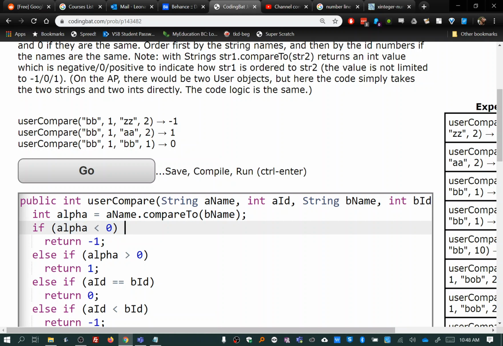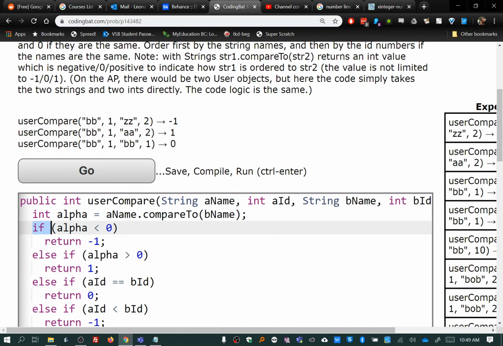But here we go. If it's less than 0, that means it was negative. Oh, okay, much better. If it was negative, that means that this one comes first in the dictionary. It's on the left. That's where negative numbers are. So this one is the winner. It is the first one in the dictionary. So that means we can safely return -1. And if alpha, if this thing that compareTo returned is a positive number, that means the right one won. It is the one that's first in the dictionary. So we can safely return +1.